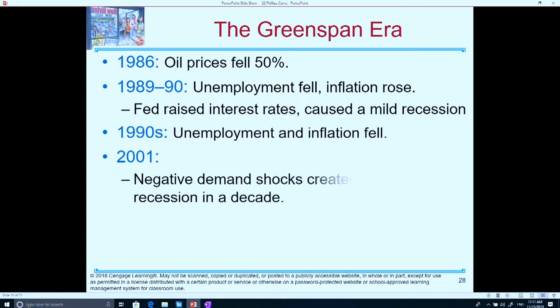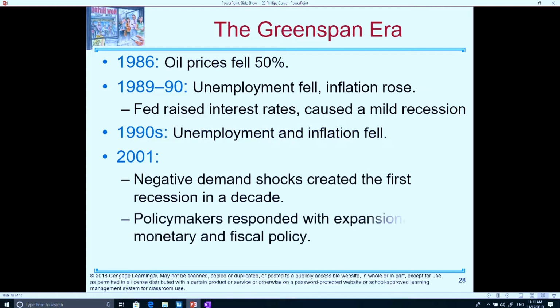In 2001, we had a recession. We had the dot-com bubble burst. Negative demand shocks create the first recession in a decade. Policymakers responded with expansionary monetary and fiscal policy. We had a little Keynesian stimulus under our Republican government of George W. Bush, and it was relatively small.